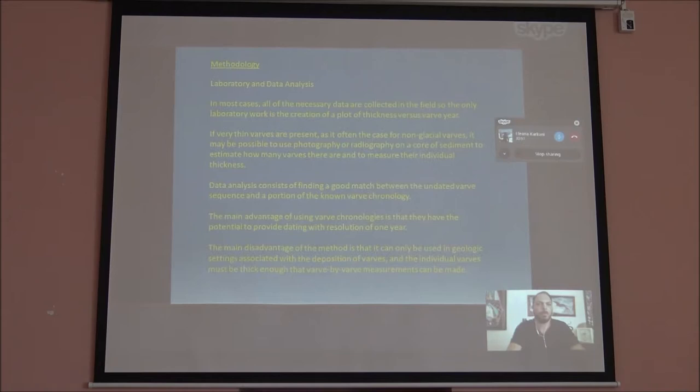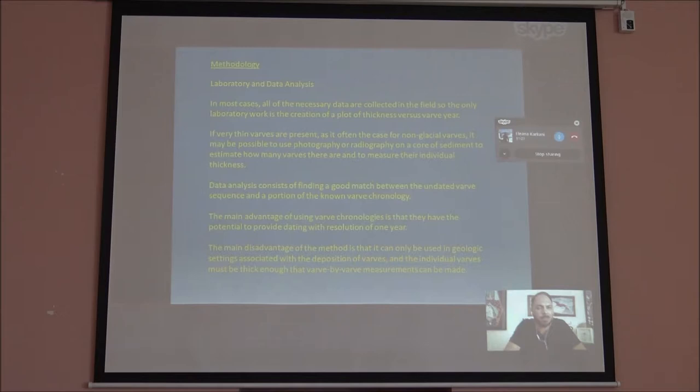In most cases, all the necessary data are collected in the field, so the only laboratory work is the creation of the thicknesses versus the varve year graph, like the one we saw before in the chronology data. If the varves are clearly present, as is often the case for non-tectonic parts, it is possible to use photography or radiography and image settings to estimate how many varves there are and to measure their individual thicknesses.